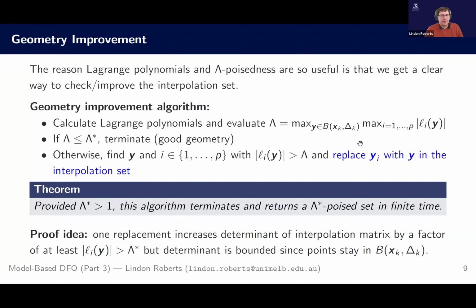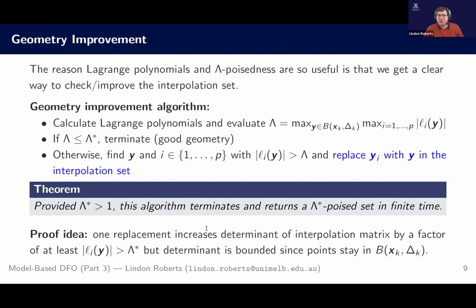However, we've also set this up so that all our points are going to remain inside the trust region. So, because determinants are continuous, there is a global upper bound to how large the determinant can possibly get while all the points remain inside the ball. So we can't continue increasing it by a constant factor infinitely often. There's going to be some finite limit as to how much we can do it. That depends on the size of the determinant when we start. And you can prove this using Cramer's rule.